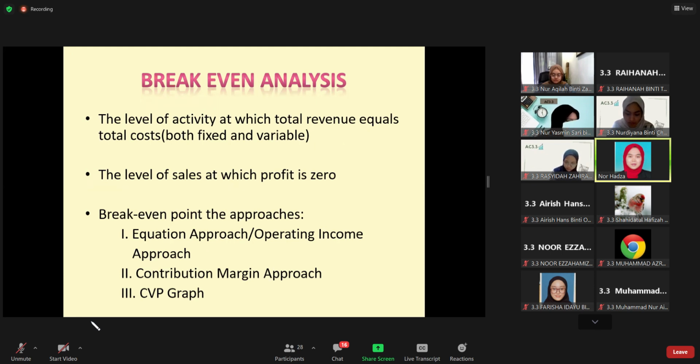But the best method that I could suggest to you is to use the contribution margin approach, because from using the formula, you should be able to further analyze the break-even point or other information that you can get from the formula.